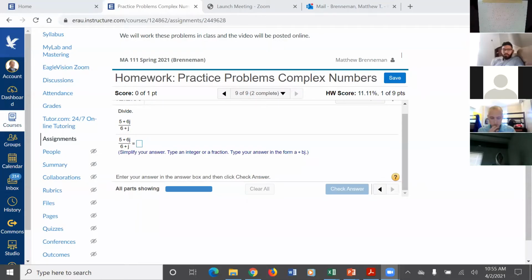Again, another division problem, because along with the powers of j, division problems are probably the most difficult. So if you can do powers of j and division, you're pretty well set, right? Okay, so problem 9 wants us to divide. I'm gonna have 5 plus 6j in my numerator and 6 plus j in my denominator.